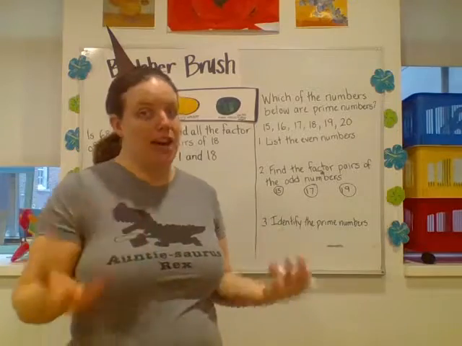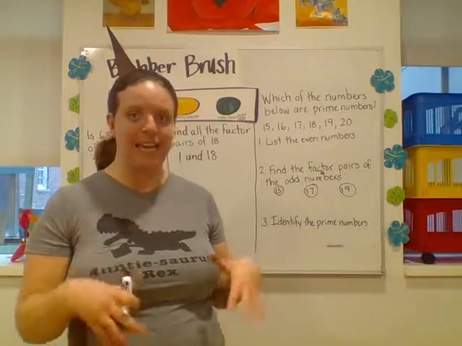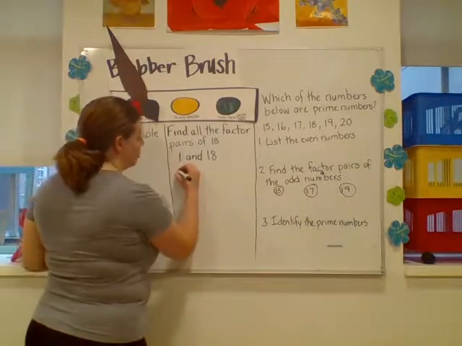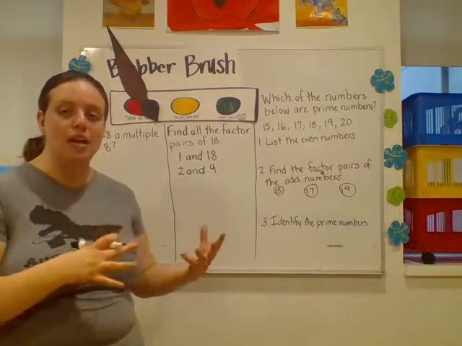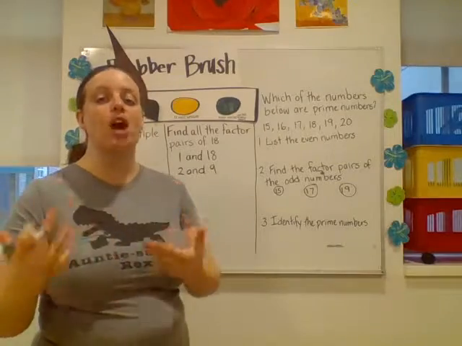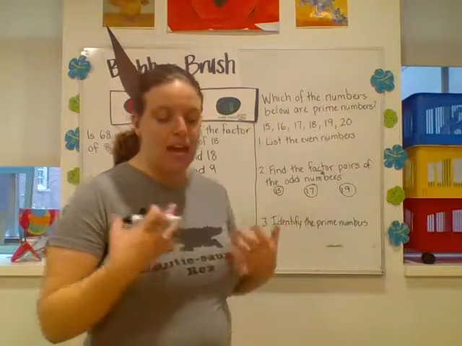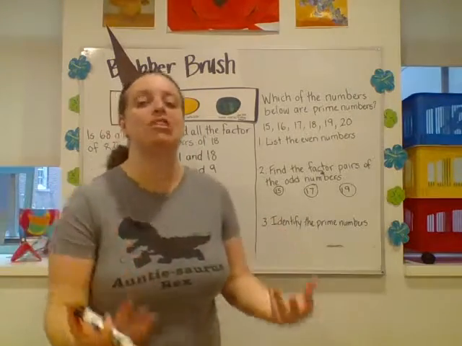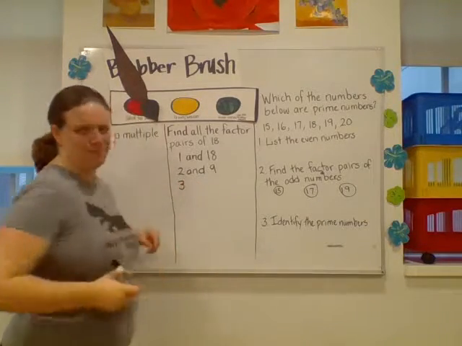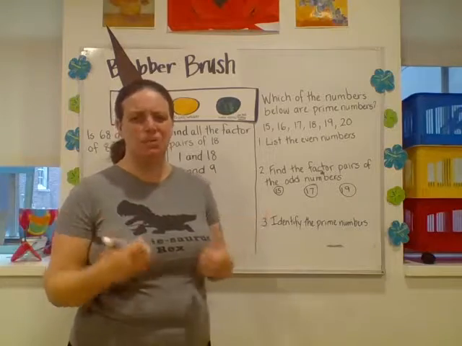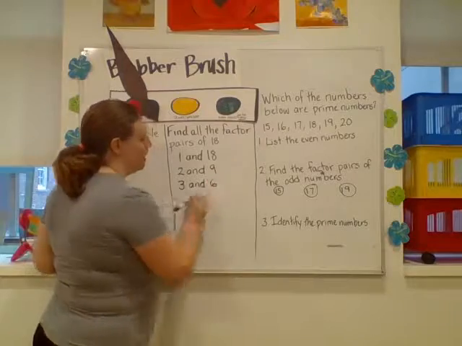All right, let's continue. So, after 1 comes 2. Can I multiply 2 by something and get 18? Yes, I can. I can multiply 2 by 9. So, 2 and 9 is a factor pair of 18. So, the third one, I look at 3. Can I multiply 3 by something and get 18? I can. 3 times 6 equals 18. So, 3 and 6 are a factor pair of 18.